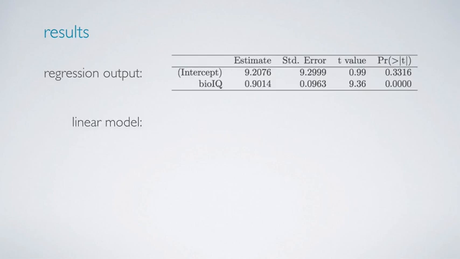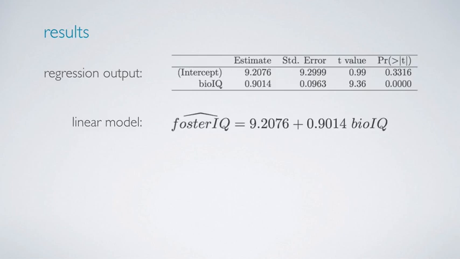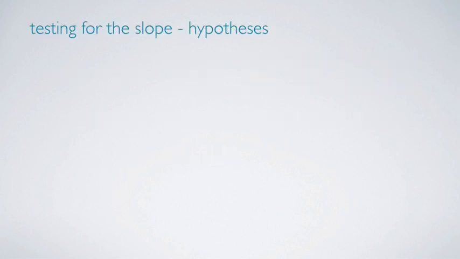We can, based on this, write our linear model as the predicted IQ score of the foster twin is 9.2076 plus 0.9014 times the biological twin's IQ. The 9.2 value is the intercept and the 0.9 value is the slope here. To assess the fit of the model, we can also take a look at our R-squared. R-squared is 0.78, meaning that 78% of the variability in foster twins' IQs can be explained by the biological twins' IQs.